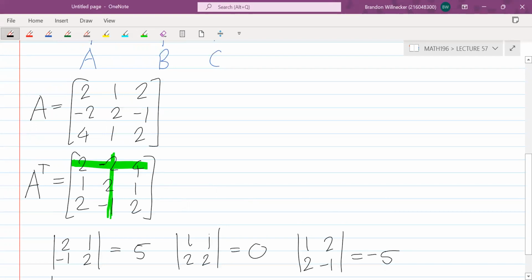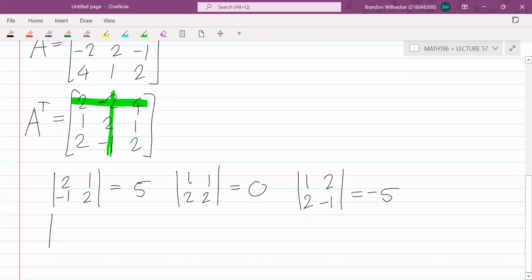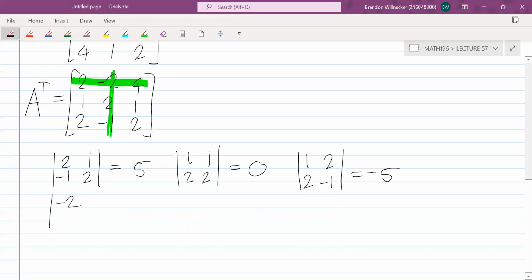There's a minus there. Sorry, that got erased. Minus 2, 4, minus 1, and 2. That's going to give us 0. Next one's going to be 2, 2, 4, 2, 2. That's going to give us minus 4.